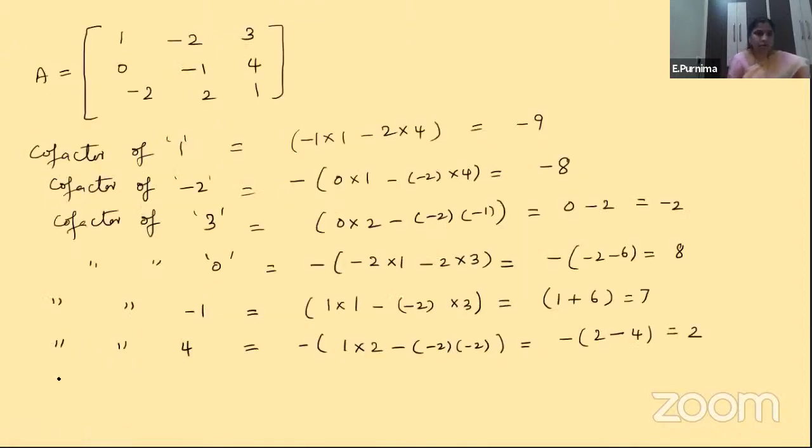Okay. Next, cofactor of minus 2, children. With the same method, the cofactor of minus 2 is minus of minus 8. Because here it is minus 2, this row and column are eliminated. Minus 2 into 4 is minus 8. Minus into minus is plus 3. Minus 1 into 3 is 3, which equals minus 5. Minus into minus is plus 5.